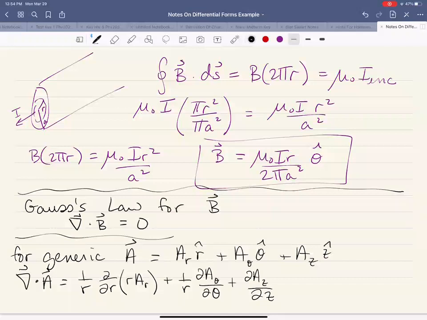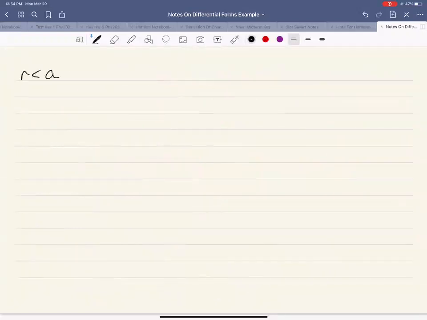Now for our vector B, the only non-zero component for either one, see here, is the theta hat component. So we have a B theta that's non-zero, but B_r and B_z are 0. So let's apply this formula here to our vector for the magnetic field, okay? Let's do r greater than a first. We had B is equal to mu naught I over 2 pi r theta hat.